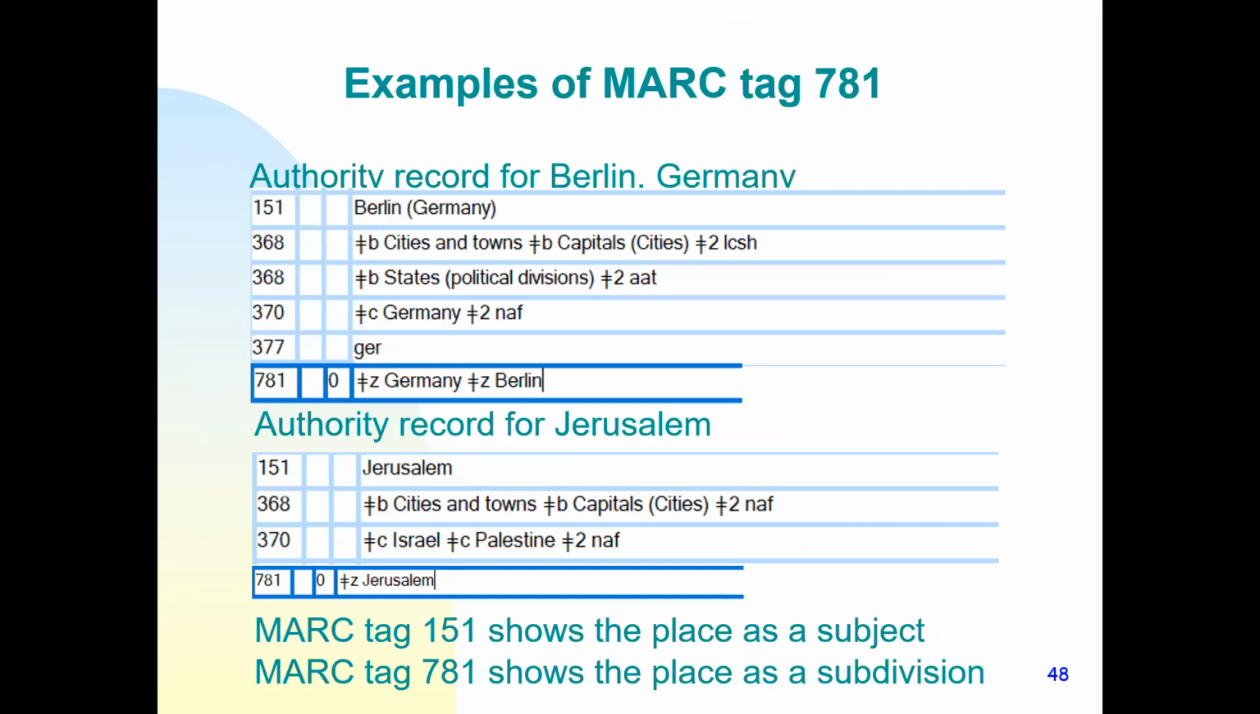So here are the authority records for Berlin and for Jerusalem. As you can see in the 781, for Berlin, we see subfield Z, Germany, subfield Z, Berlin. In other words, for any topic that we want to subdivide geographically, that is the form we use. However, under Jerusalem, it just says subfield Z, Jerusalem, so that's what we use.